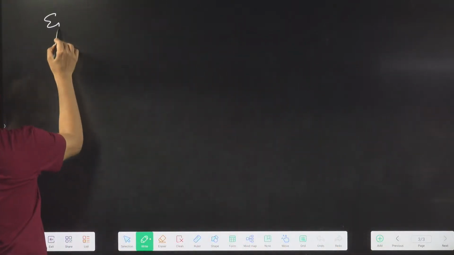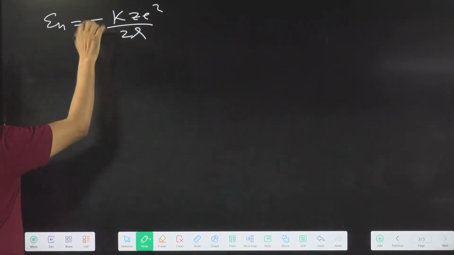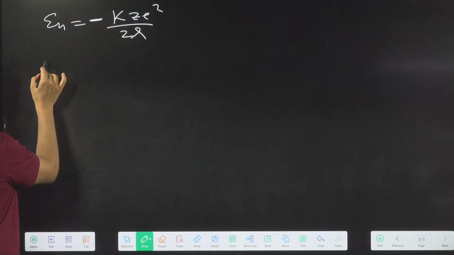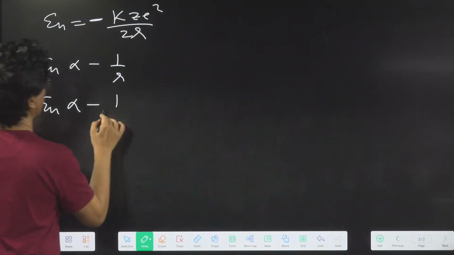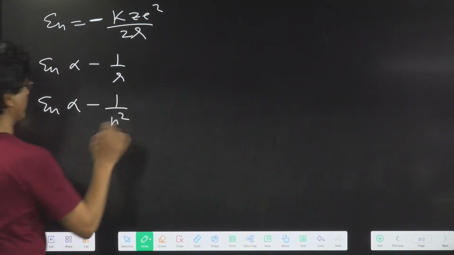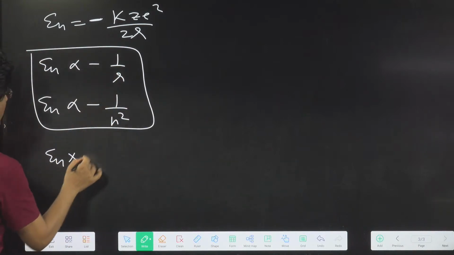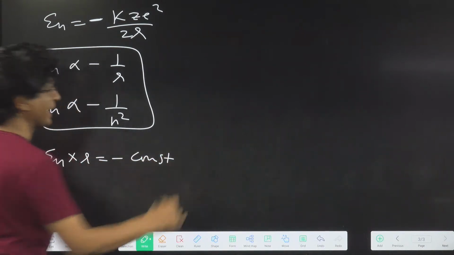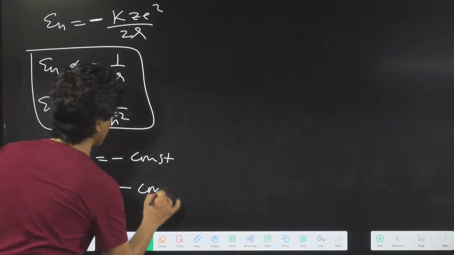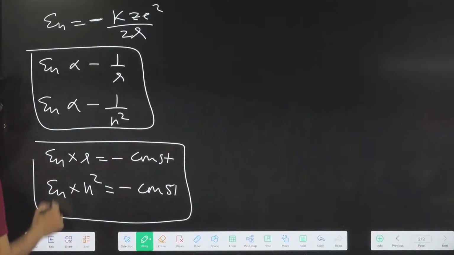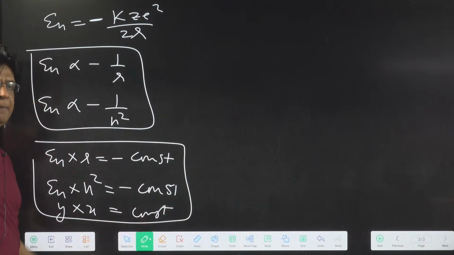Now let's have energy. Energy is minus of K Z e square upon 2R. So can you say this is negative? This is negative. So can I say that En is proportional to minus of 1 by R? And can I say En is proportional to minus of 1 by n square? These will be straight lines, and if I take En into R, it will be minus of a constant, a negative value. And similarly, En into n square will again be minus of a constant. Will you agree? And they are nothing but again y into x equal to a constant. This is a rectangular hyperbola.